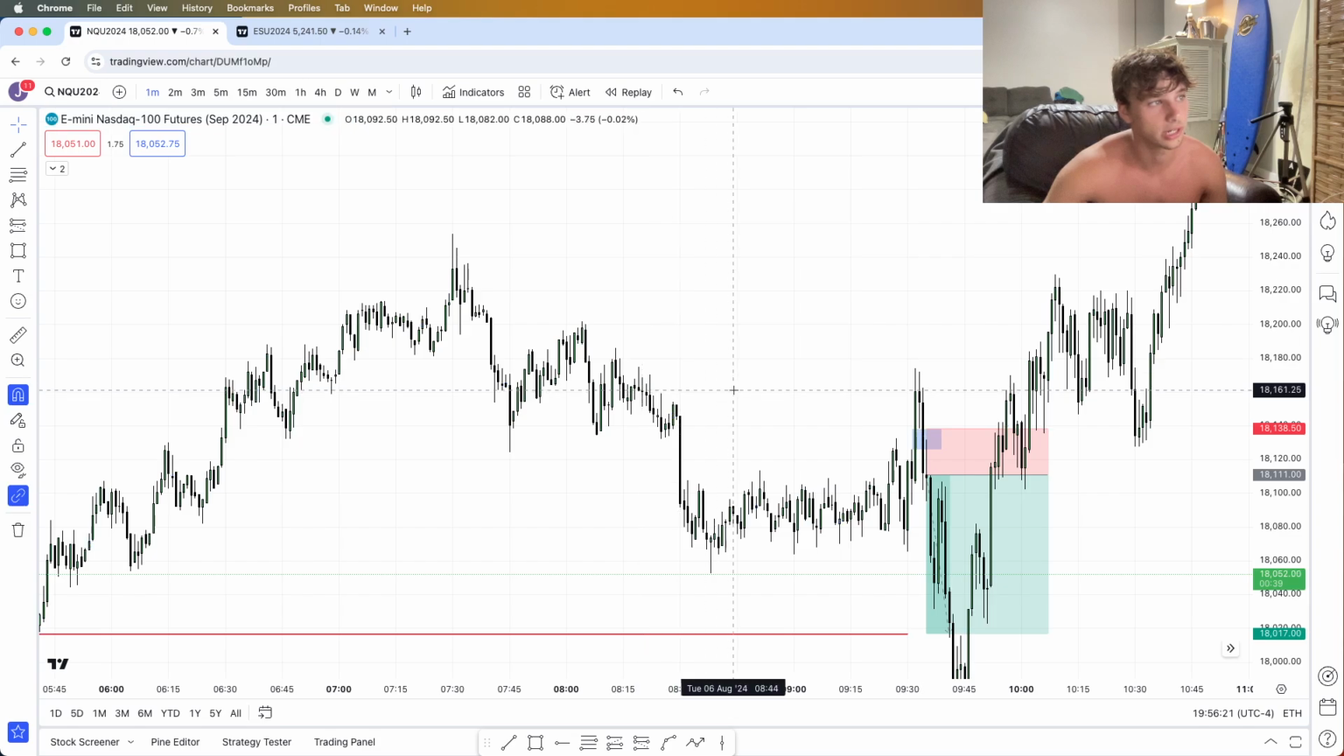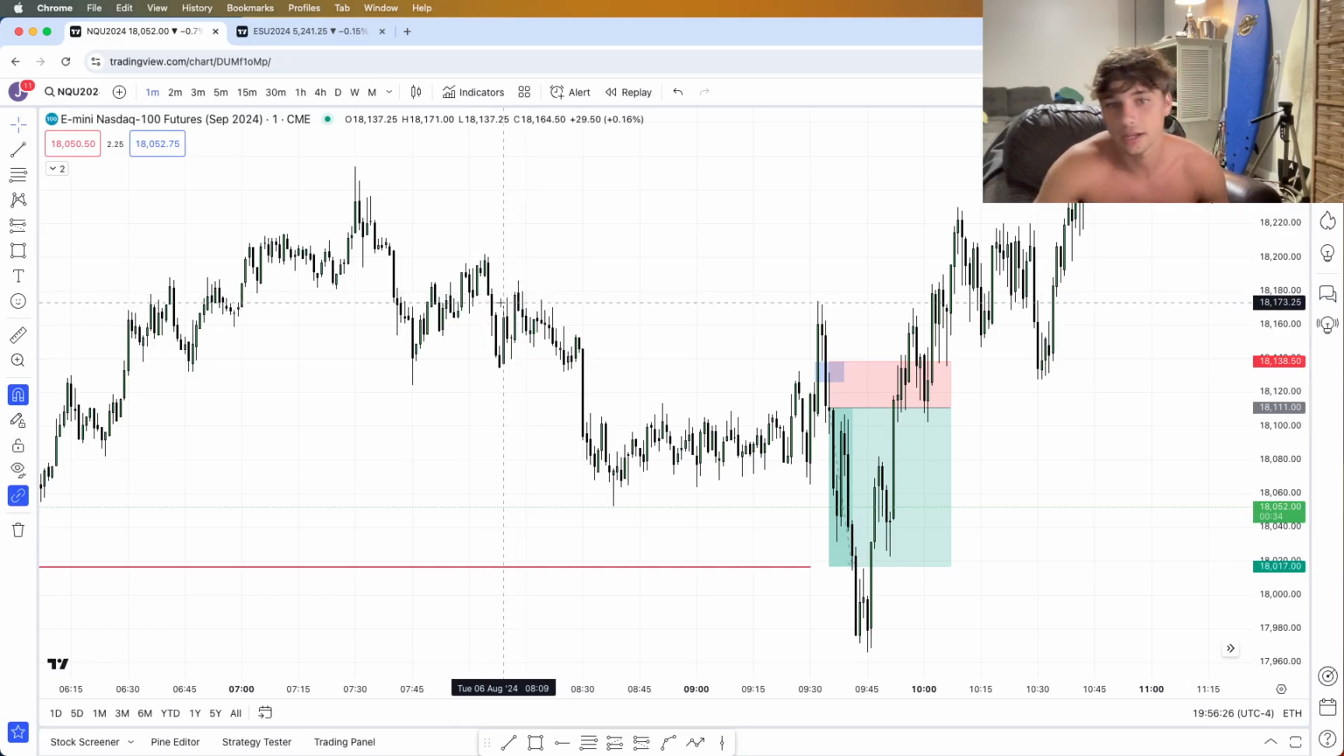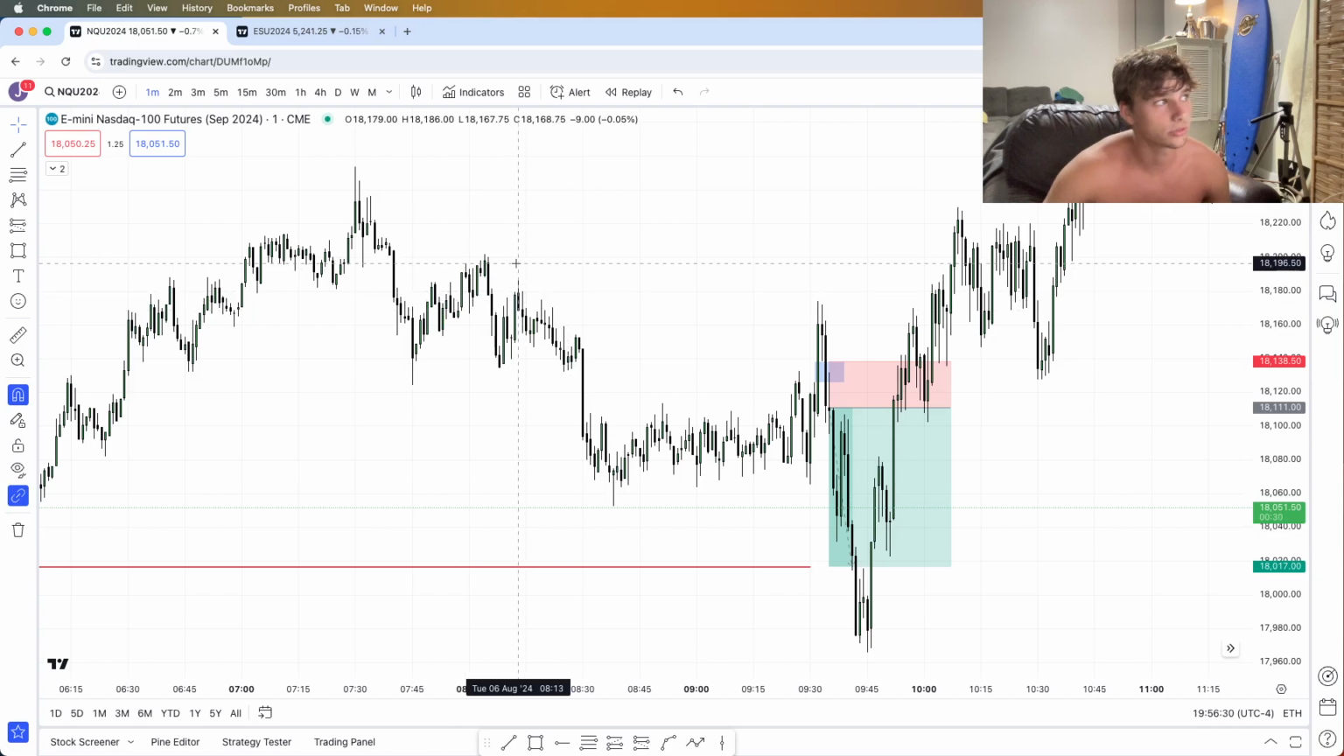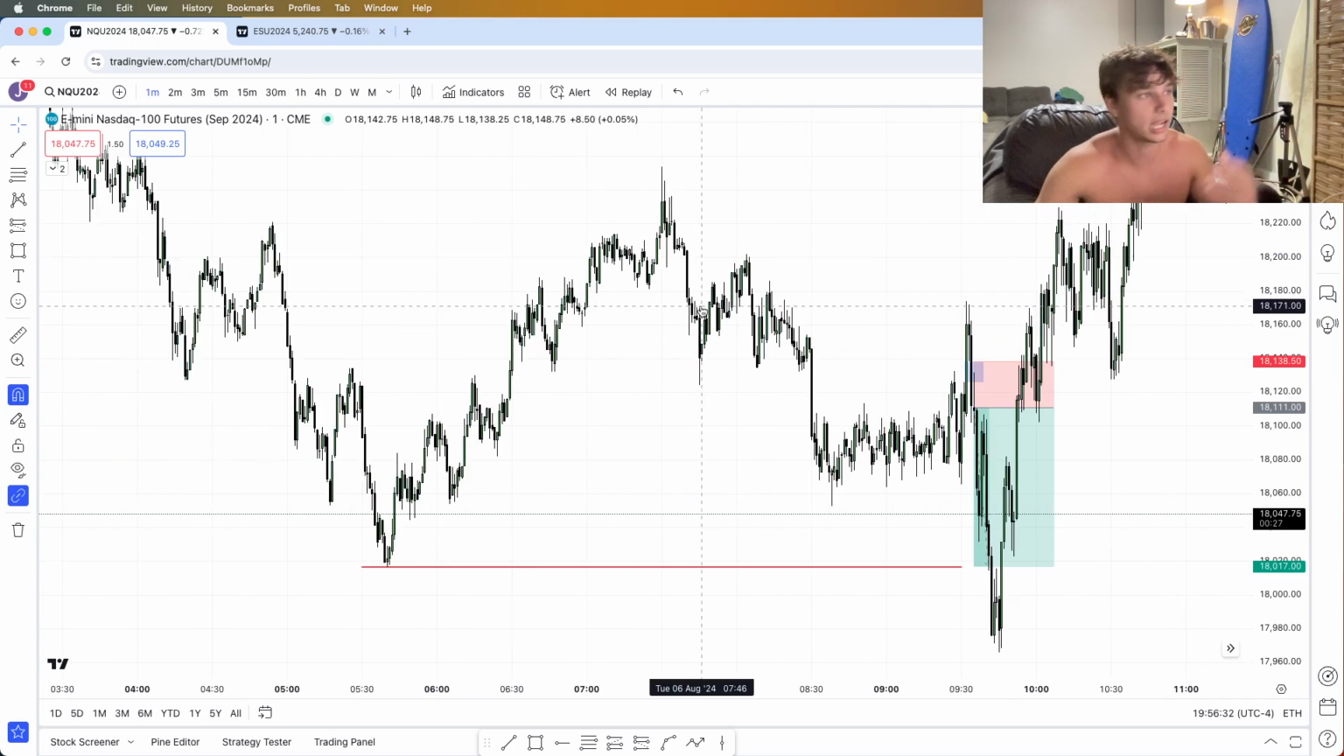We didn't sweep any major liquidity. We're not delivering from a higher time frame fair value gap besides the 15-minute, but again, it's not very obvious, right? I like to use fair value gaps that have swing highs and swing lows, right?